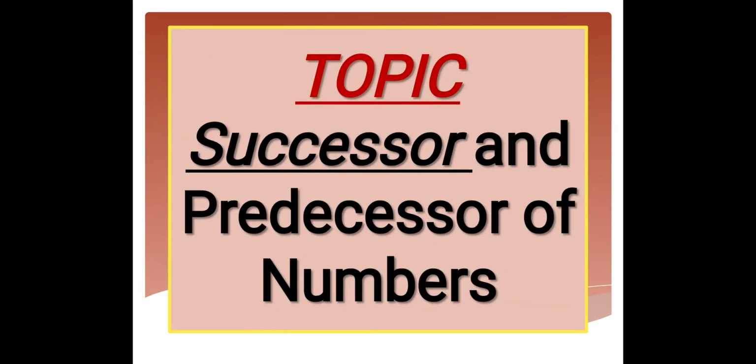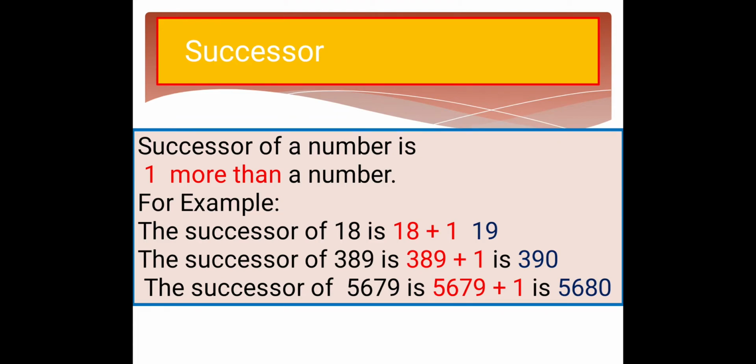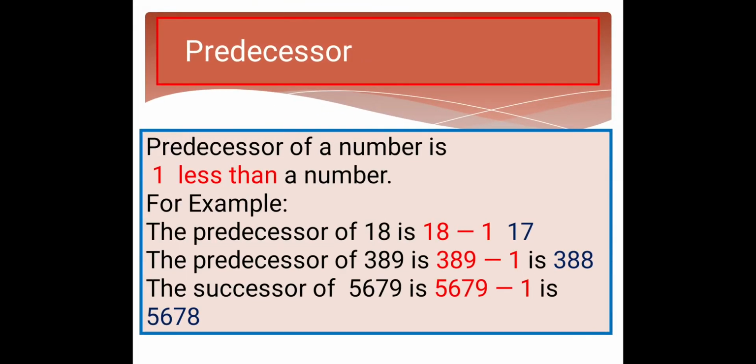Now let us come to the topic successor and predecessor. So what is successor? Successor is one more than a number. So 18 plus 1 is 19. It is one more. 89, 90, 79, 80. So how do we get a successor? By adding 1 to it.